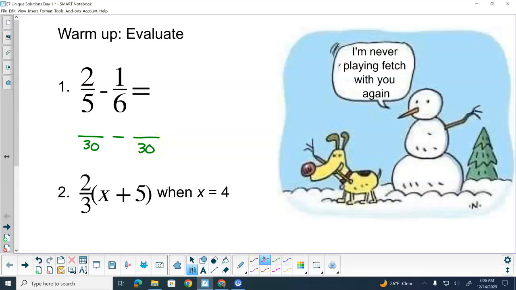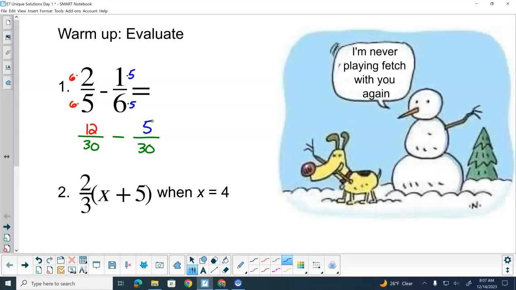5 times what gets me 30? 6, which means I got to multiply the top by 6. 6 times 2 is, well, 6 times what is 30? 5. Means I got to multiply the top by 5. 1 times 5 is 5. Okay, so I got common denominators.